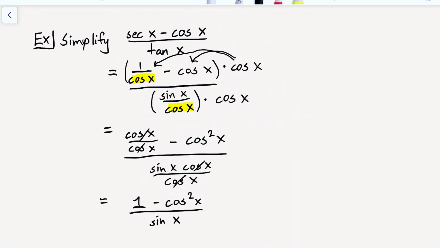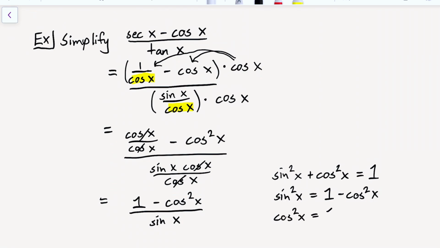Now, let's consider on the side that sine squared plus cosine squared equals 1. Here is the Pythagorean identity as we know it. I could rename this as sine squared equals 1 minus cosine squared. Or alternatively, I could have also said cosine squared equals 1 minus sine squared. These are all just different forms of that Pythagorean identity.